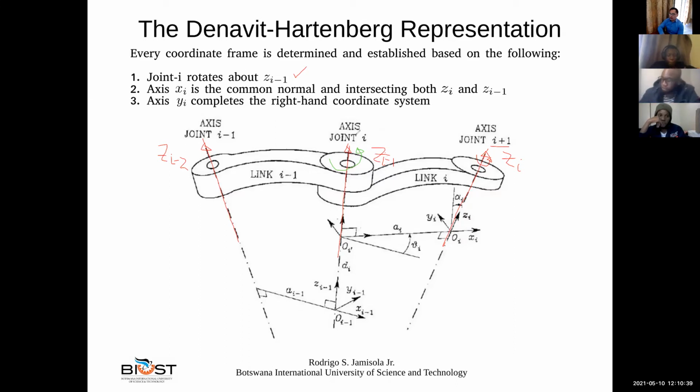Now we say that this is joint i and it rotates about z i minus 1. This is now okay. And joint i plus 1 rotates about z i. Now x i is a common normal intersecting both z i and z i minus 1, because this is z i and this is z i minus 1. So we define an x i. Can you see it? x i is that yellow axis.